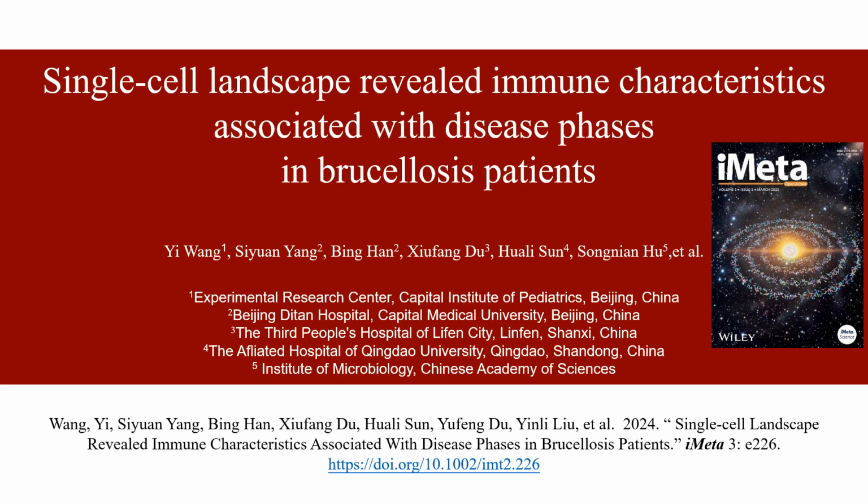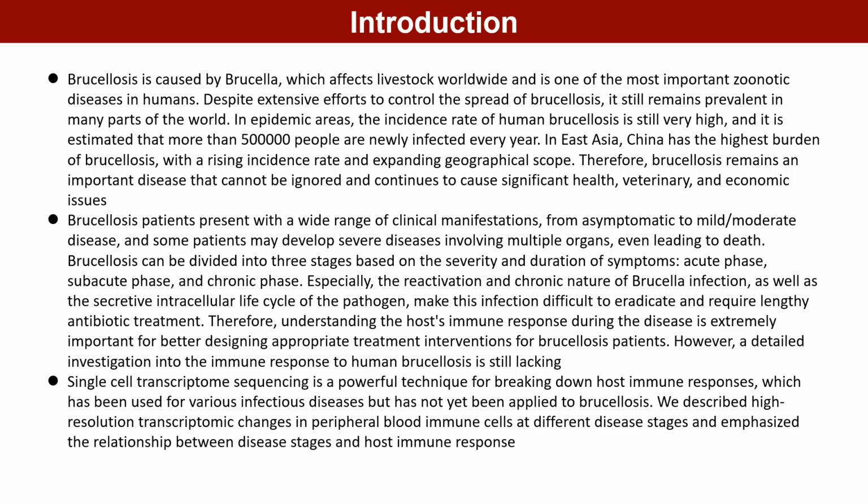Hello everyone, today I am honored to introduce the research results on the changes in immune characteristics of acute, subacute, and chronic brucellosis. Brucellosis is caused by Brucella, which affects livestock worldwide and is one of the most important zoonotic diseases in humans. Brucellosis patients present with a wide range of clinical manifestations, from asymptomatic to mild-moderate disease, and some patients may develop severe diseases involving multiple organs, even leading to death.